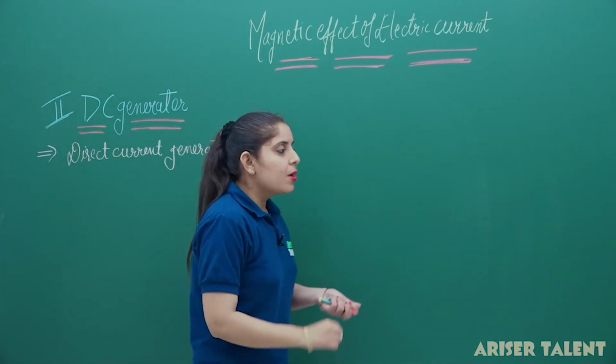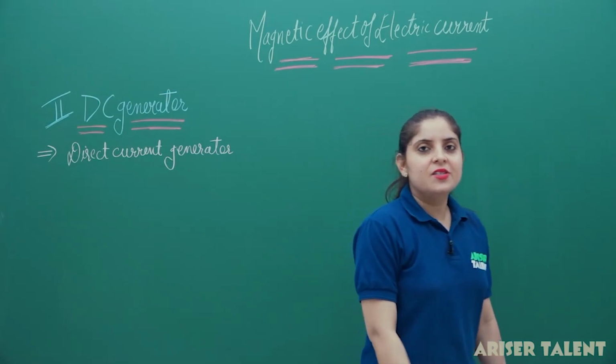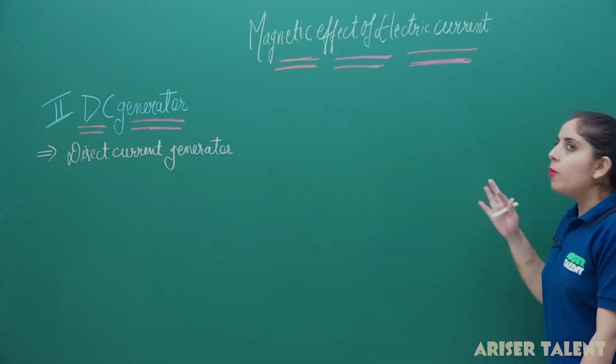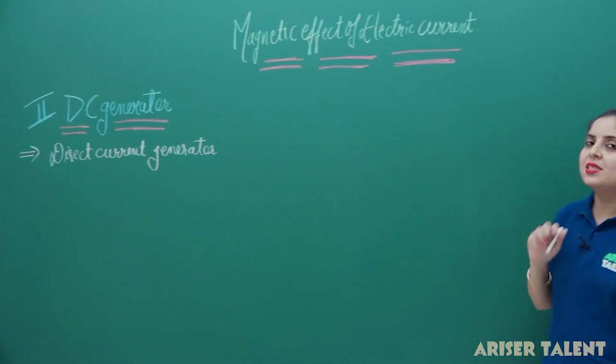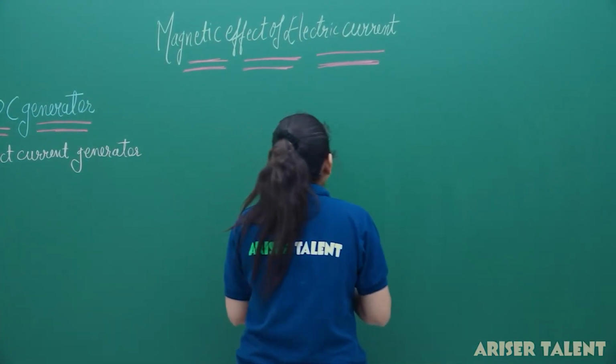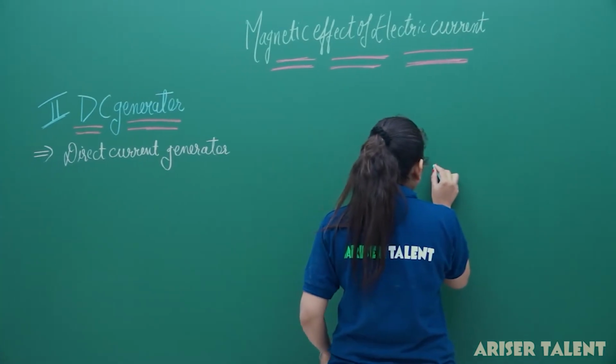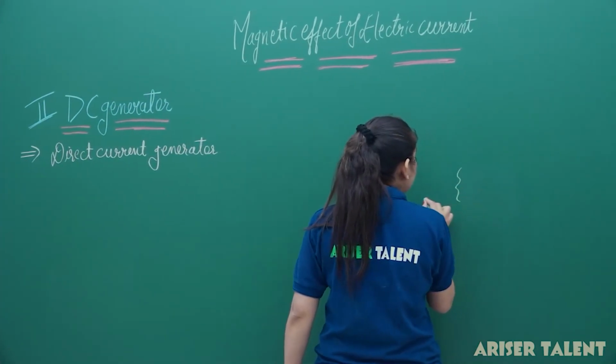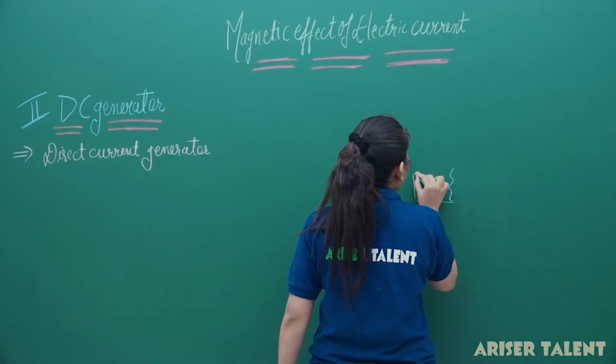Now, firstly, before starting its construction part, let us draw the schematic representation of this type of DC generator. So, what does it basically consist of? It basically consists of two strong magnets, and they are horseshoe magnets.